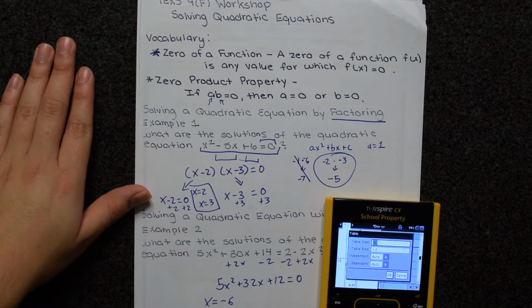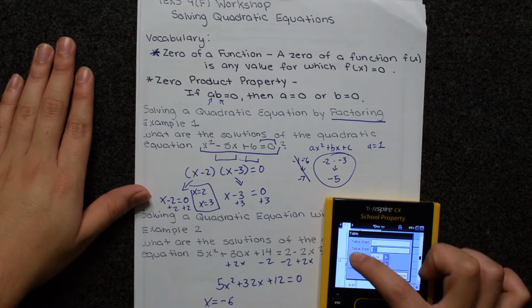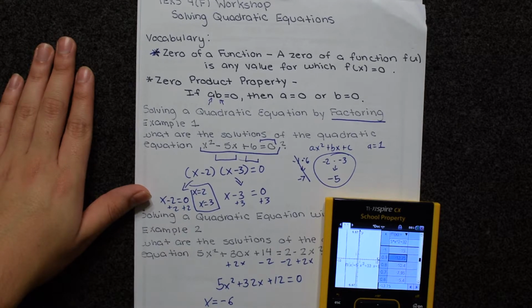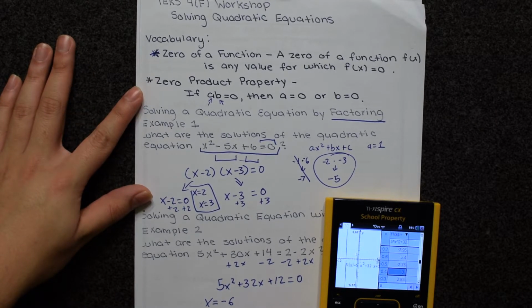To get smaller increments, we go to Menu, Table, Table Settings. We're going to start the table at -1, and change the table step, or change the increment, to 0.1. We press OK, and we see that it increments by 0.1 each time, and at -0.4 we have our other zero, so x is also equal to -0.4.